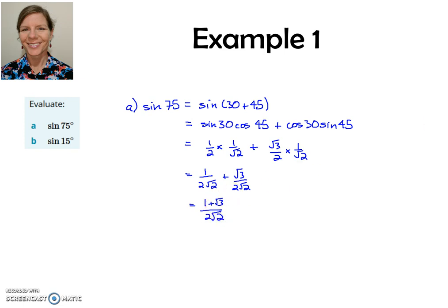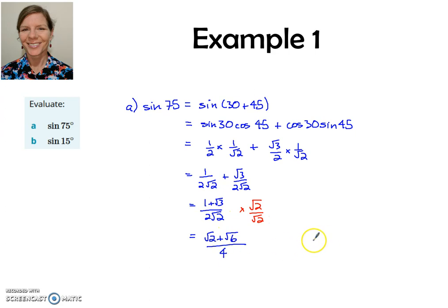Now if I want to rationalise the denominator, and the textbook is pretty big on rationalising the denominator, you just multiply by root 2 on root 2 to get rid of this root 2 over here. If I do that, what I will end up with is root 2 plus root 6, because of course root 3 times root 2 is root 6, so I've just multiplied that by all of that. And then root 2 times root 2 is 2, then 2 times 2 is 4.